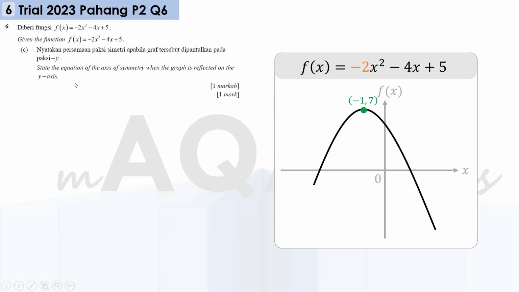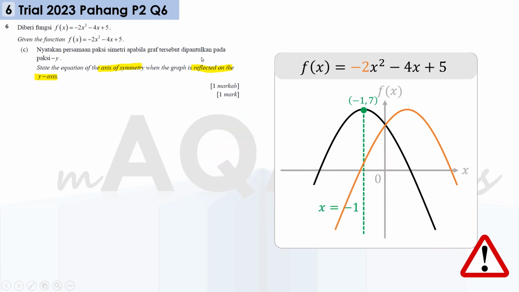And the last part of the question, we need to state the equation of axis of symmetry if the graph reflects on the y-axis. So if we use this axis as the mirror and the black line as the object, our image will look something like this. So currently, our axis of symmetry is x equals to -1. -1 because this is the x coordinate of the maximum point.